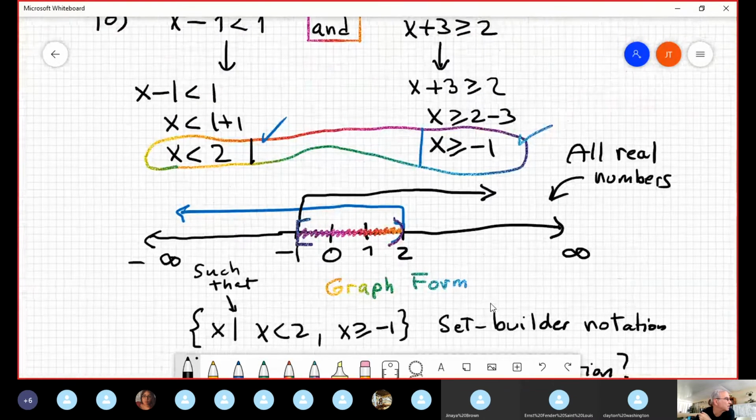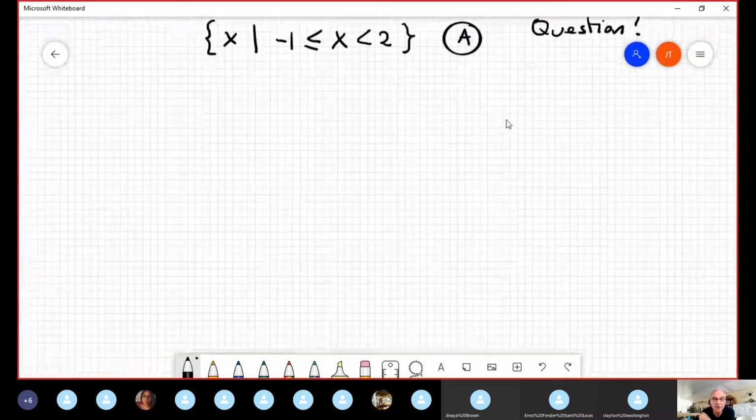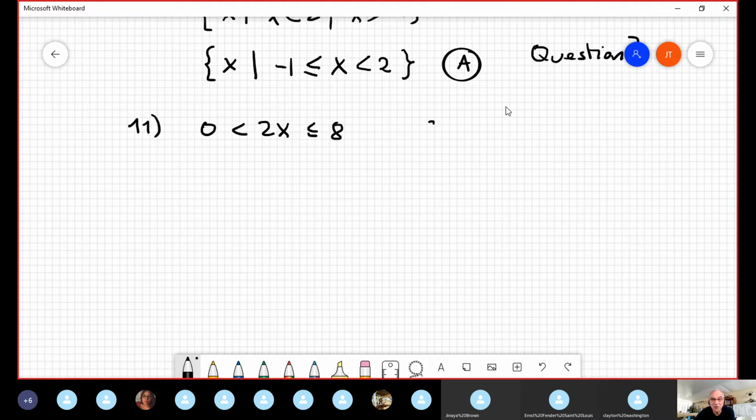That was example 10, no? Now 11. Oh, 11 is easy. Wow, super easy. 11 is 0 less than 2x less than or equal to 8. Actually, my question is, is this a compound inequality or no? Yes, it is compound.